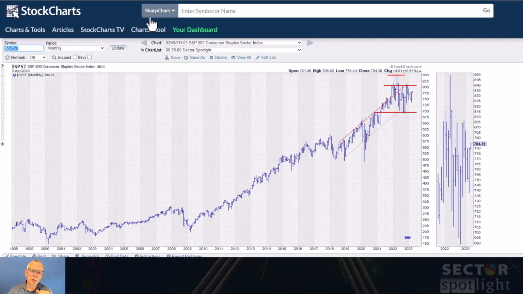If we go to consumer staples, that is definitely in a sideways trend. You can see how we have that area just above 800 as resistance and around 700 as support. I've shaded this channel here because it's really losing its value, I think. It's becoming much more of a trading range right now.